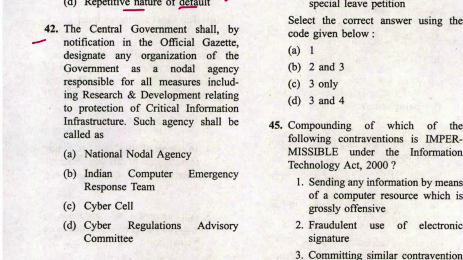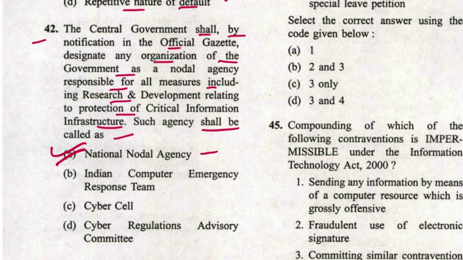Next, 42. The central government shall, by notification in the official gazette, designate any organization of the government as nodal agency responsible for all measures including research, development, related protection of critical information infrastructure. Such agency shall be called as National Nodal Agency. A is the answer. And this is section 70A of IT Act, which was inserted by the amendment of 2009.